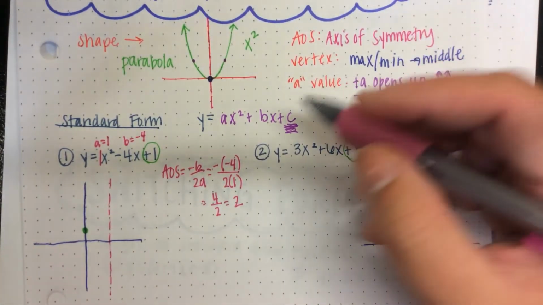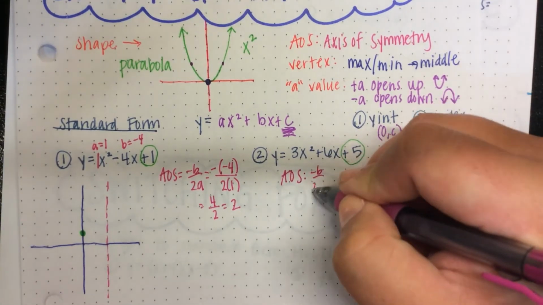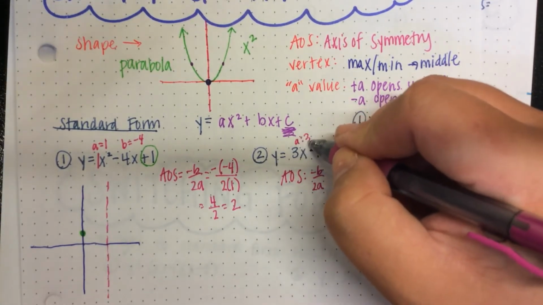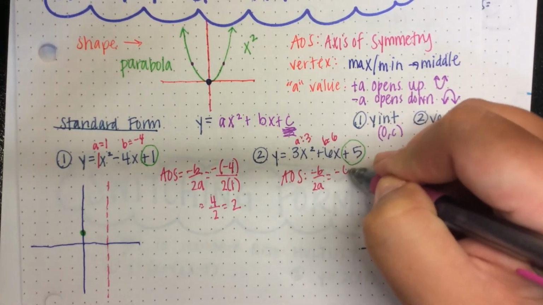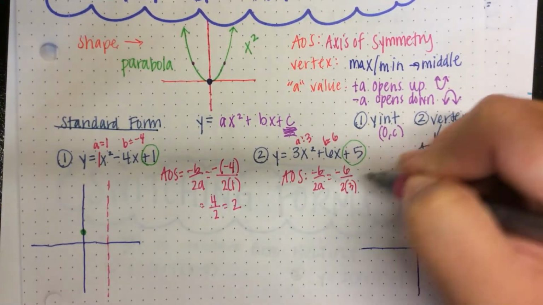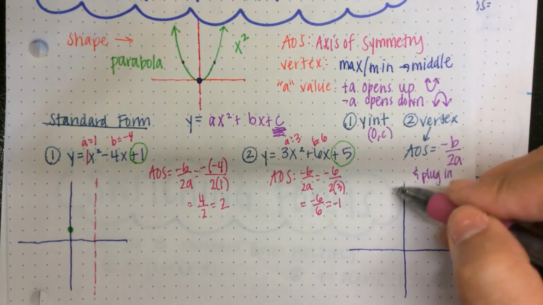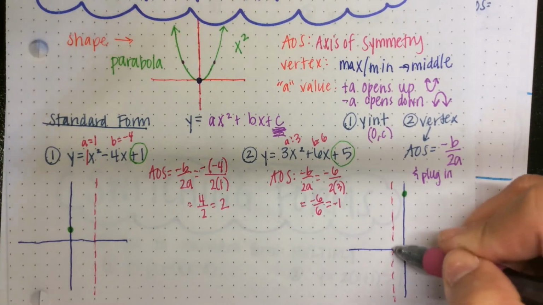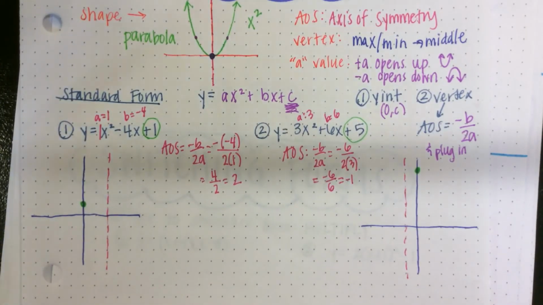If I want to find the axis of symmetry for the second one, right, negative b over 2a. My a for this one's a 3. And my b is a 6. So we've got negative 6 over 2 times 3. And that's negative 6 over 6, which is negative 1. So for this one, I'm going to go to negative 1 on the x-axis and put a dotted line. So there's my middle of the parabola. Somewhere on this dotted line is the vertex of my parabola.